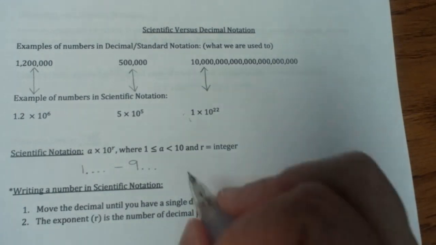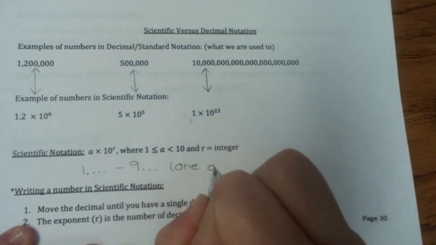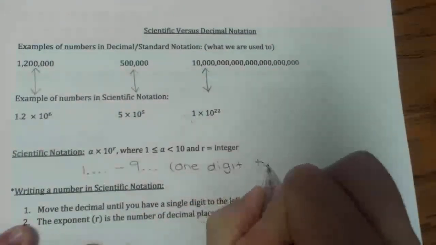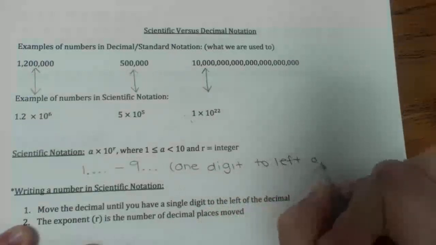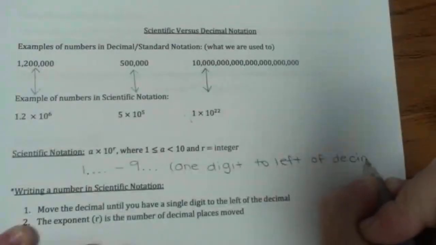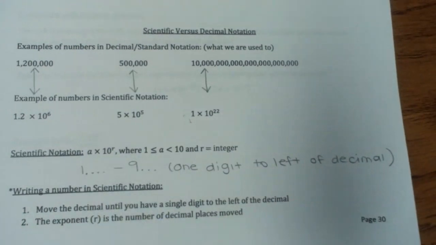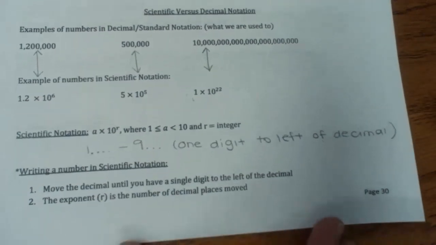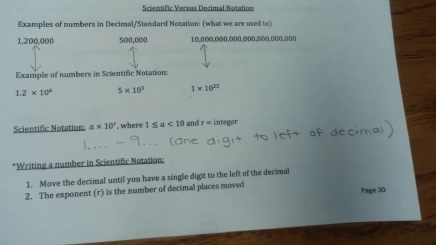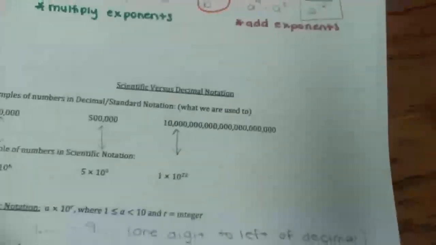I want one digit to the left of the decimal. And notice it's always times 10. The 10 will tell us our zeros, and the exponent R will tell us how many times to move the decimal. So writing our answer in scientific notation, move the decimal until you have a single digit to the left of the decimal, and the exponent R is the number of times that you move that decimal place. Next page.